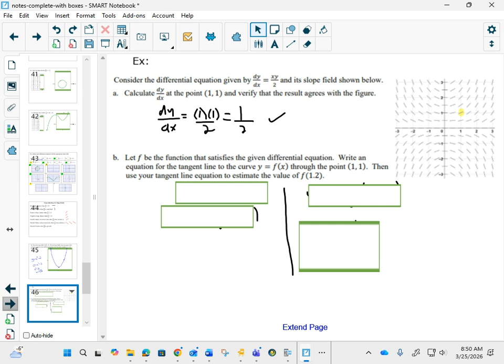My question for you is, can you recognize the topic, or does this use the line to estimate the value of f of 1.2? Do you remember what we called that? This was called linear approximation. Do you remember our linear approximation?